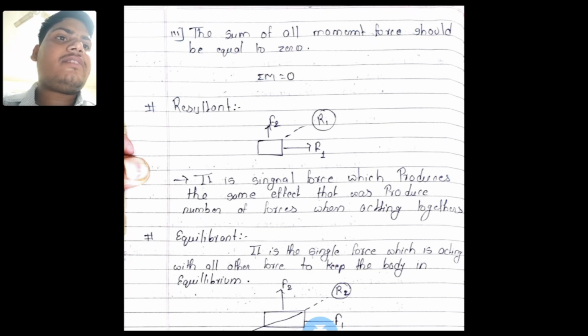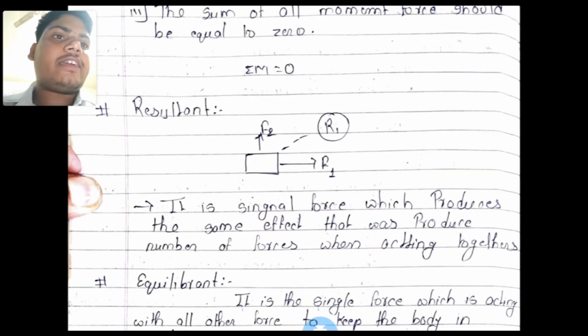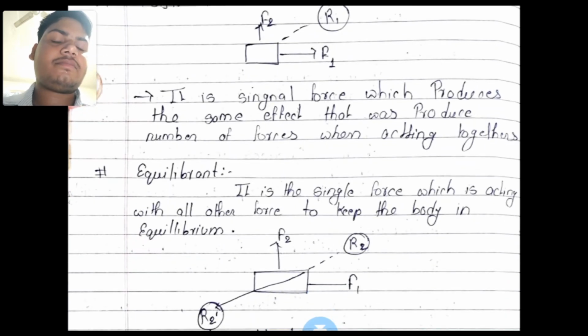Resultant. It is a single force which produces the same effect as that produced by a number of forces acting together. Here the diagram shows that F1 and F2 are the two components of force and R1 is the resultant.